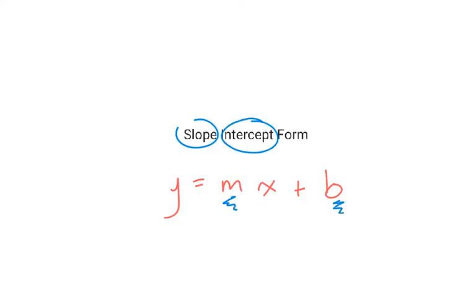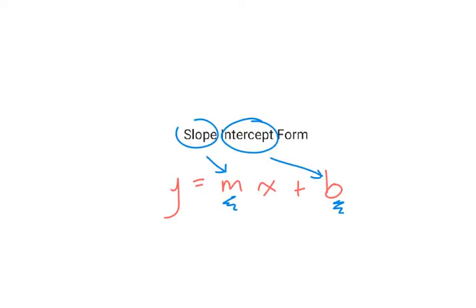In today's lesson, we're going to learn about slope-intercept form. If you recall, the slope-intercept form of a line looks like this. Y equals mx plus b. The slope is represented by the variable m, while the intercept is represented by the variable b.